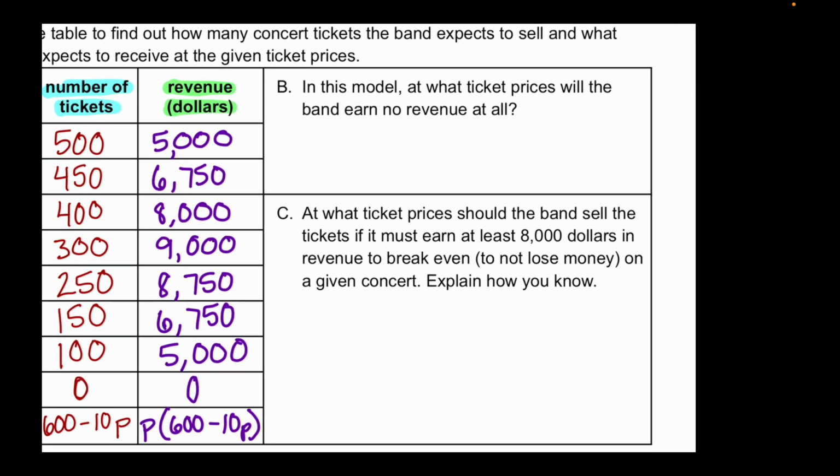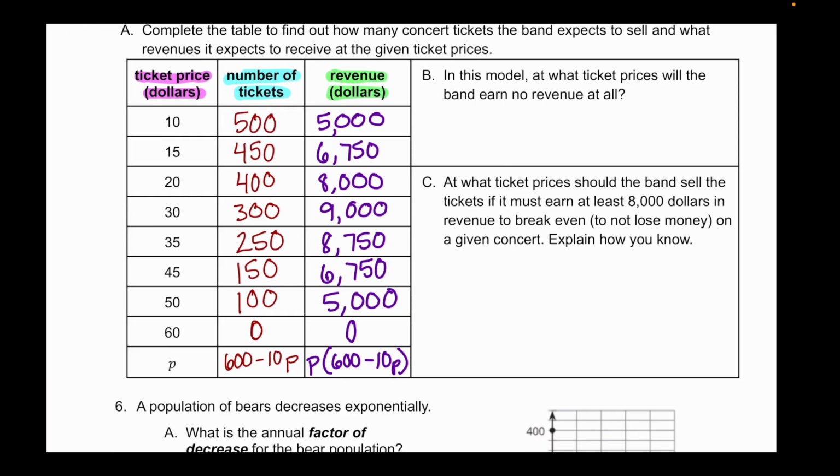Okay, so continuing on, they want to know, when would they earn no revenue at all? So that is our green column, no revenue. That is, they want to know the price. So at what ticket prices? So at $50 per ticket. Oh, no, not 50, sorry. $60 per ticket is our correct answer here. So question C now says, at what ticket prices?